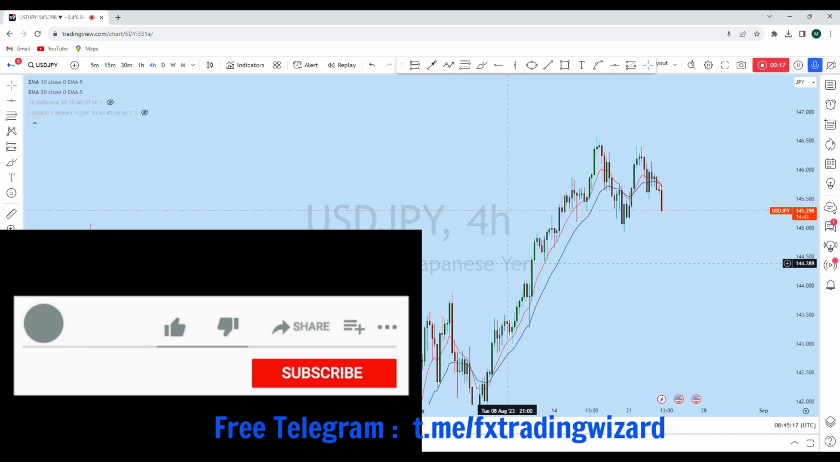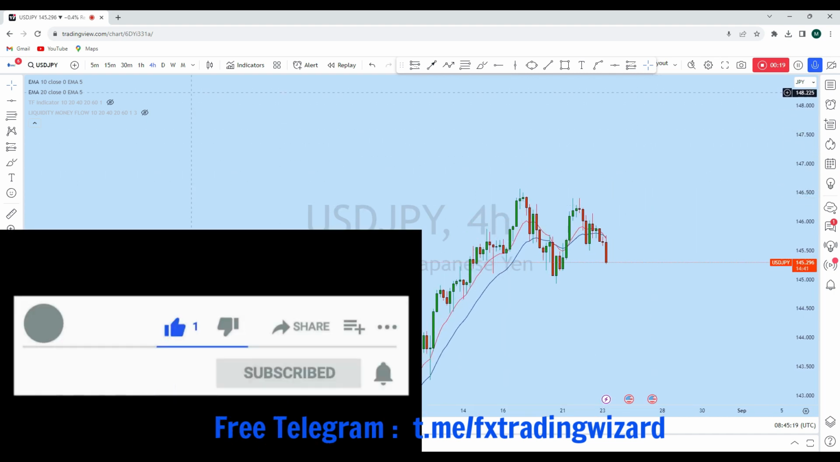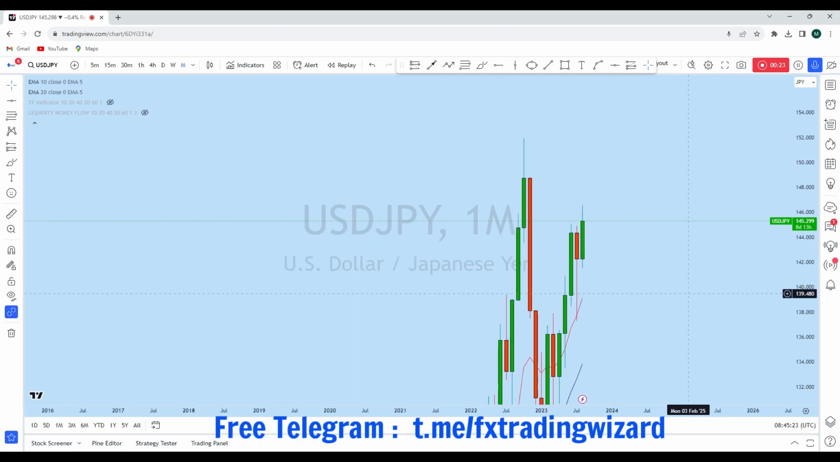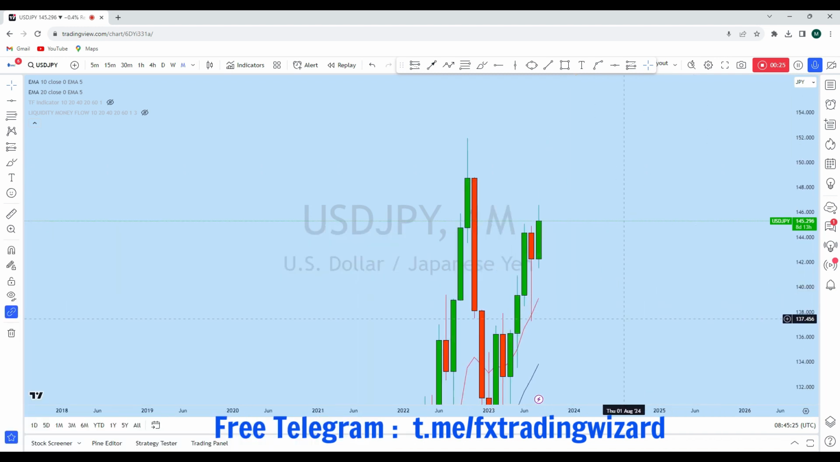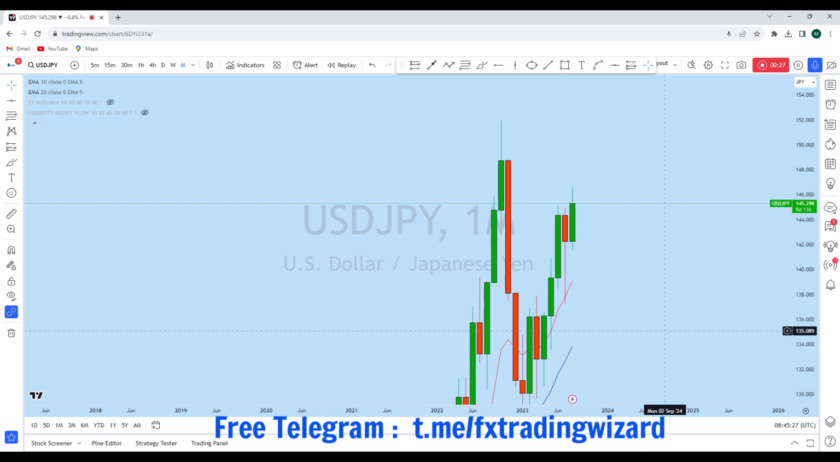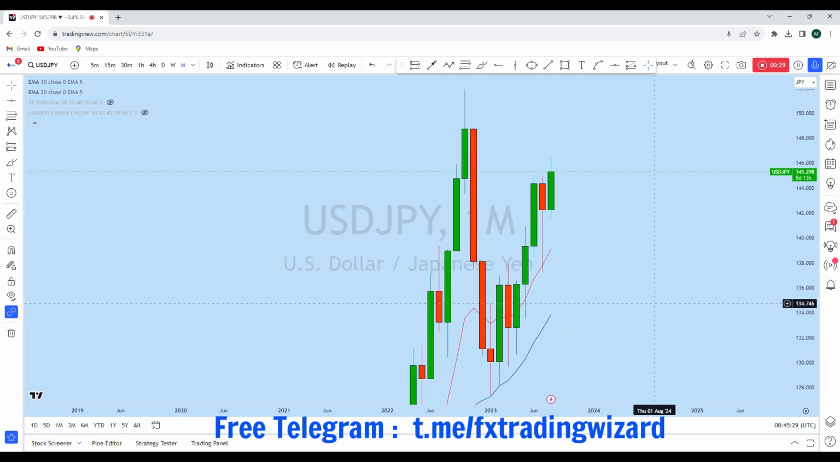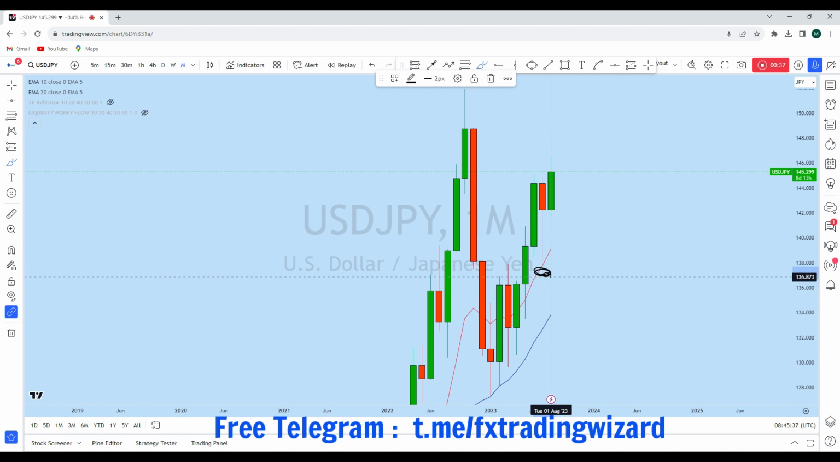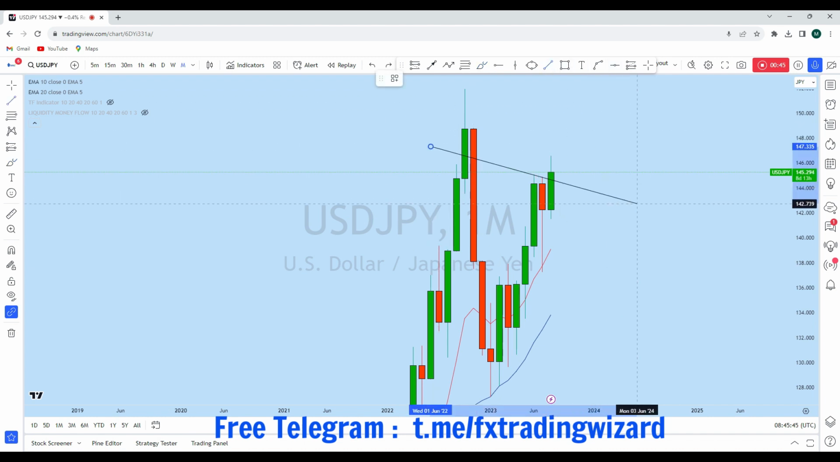Before we discuss how we can trade, first let's look at the bigger picture, looking at the monthly time frame to see the overall picture in the market. From the monthly, we can see that dollar yen is a long-term bullish market. This month so far, after the previous monthly long wick candle, dollar yen has created this bullish move to the upside and has broken all these monthly resistance levels.